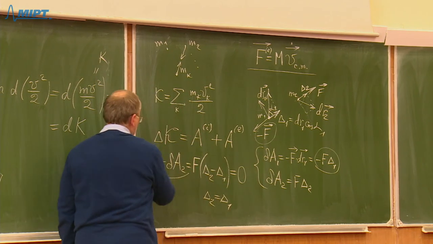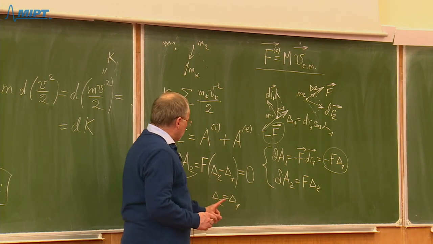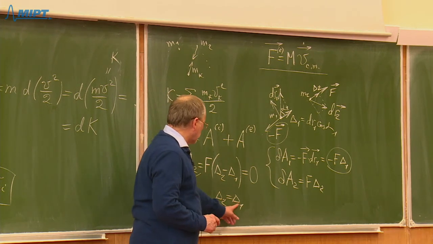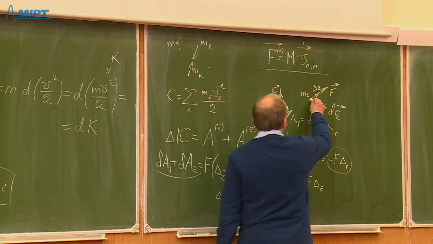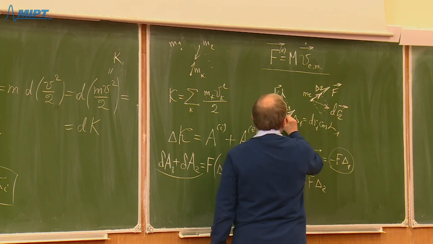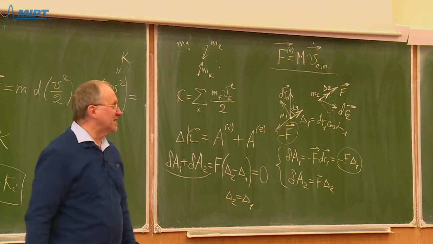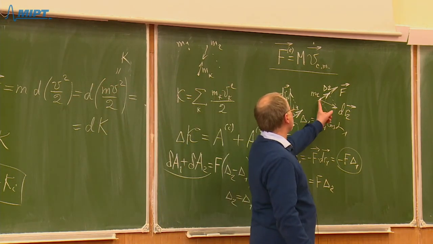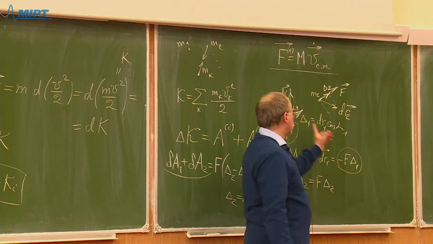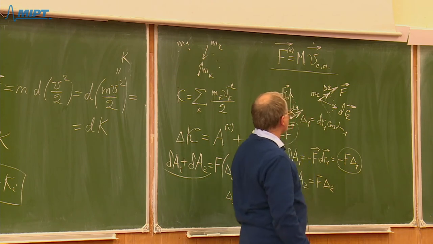Then the total work of internal forces acting on two particles will be zero. And we may consider this interesting situation when delta 2 equals delta 1. Look at this picture. It means that the distance between the two material points M1 and M2 has not changed. The distance remains constant while the particles move. Only in this case, the displacement delta 2 will equal the displacement delta 1.